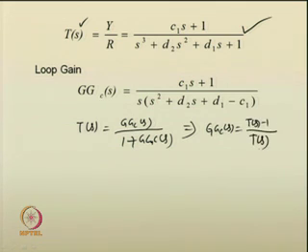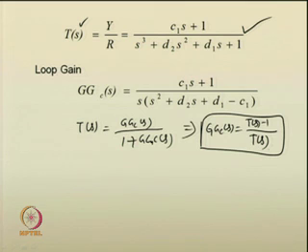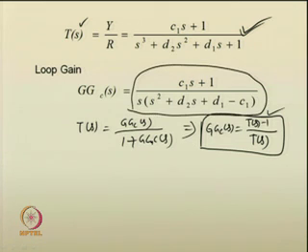With little manipulation, it is easy to see that one can obtain G_GC(s) = H T(s) minus 1 upon T(s). So, when T(s) is given in this form, then G_GC(s) can be obtained in the form of C1 s plus 1 divided by s times s square plus d2 s plus d1 minus C1.